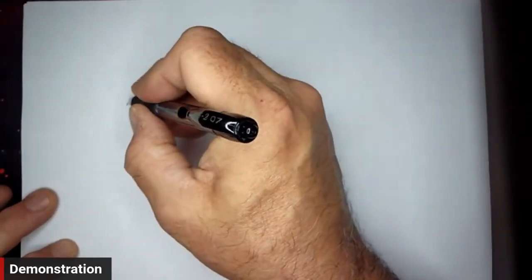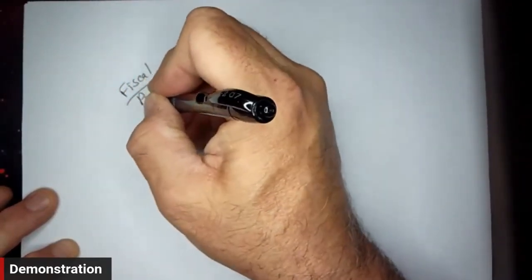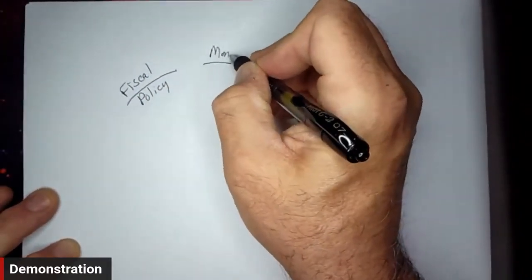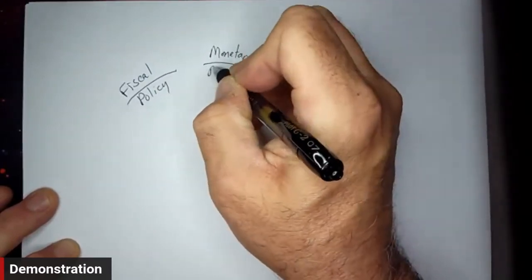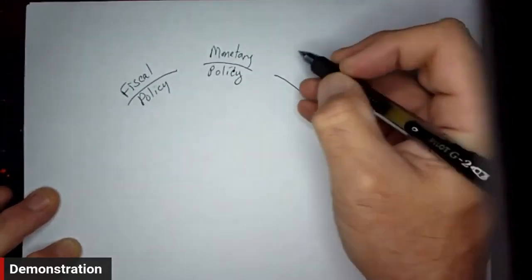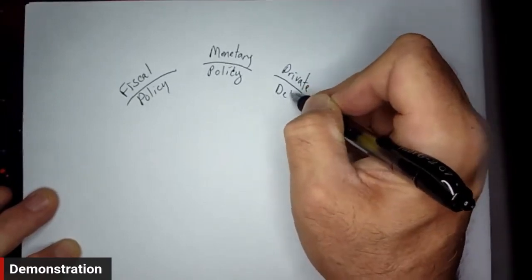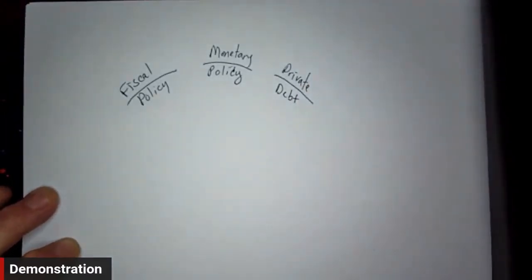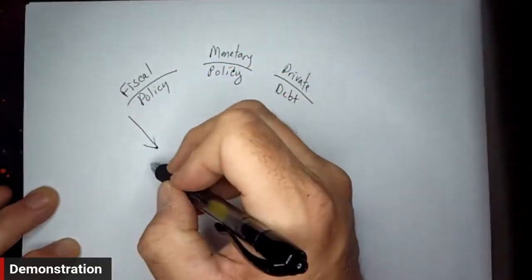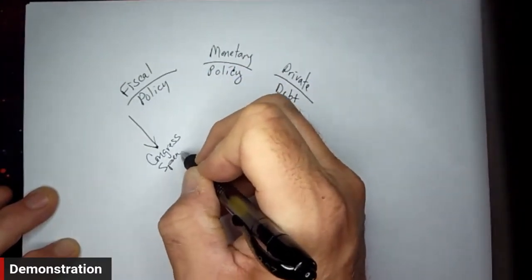So we've got what we call fiscal policy. We've got monetary policy. And over here, we have private debt. These are all a little different, but I want you to understand this is very important. Fiscal policy is when Congress spends money.